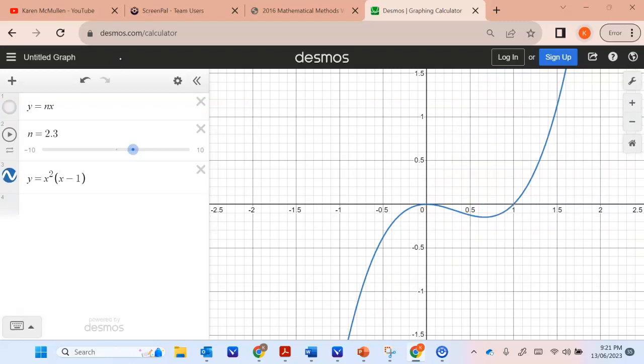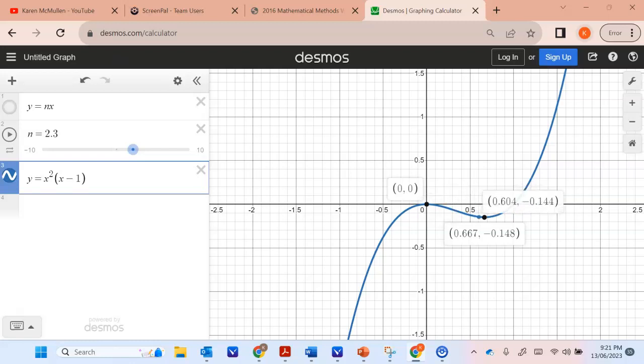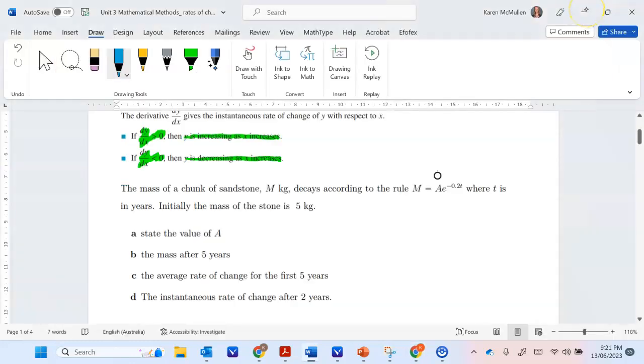So you can see on my graph, my cubic, the gradient's positive up until we get to this stationary point here at 0, 0, and then the gradient is negative, so it's decreasing. There we go. And then it hits another stationary point, and then it's positive again. Okay, so we know that relationship between the derivative and its original function.